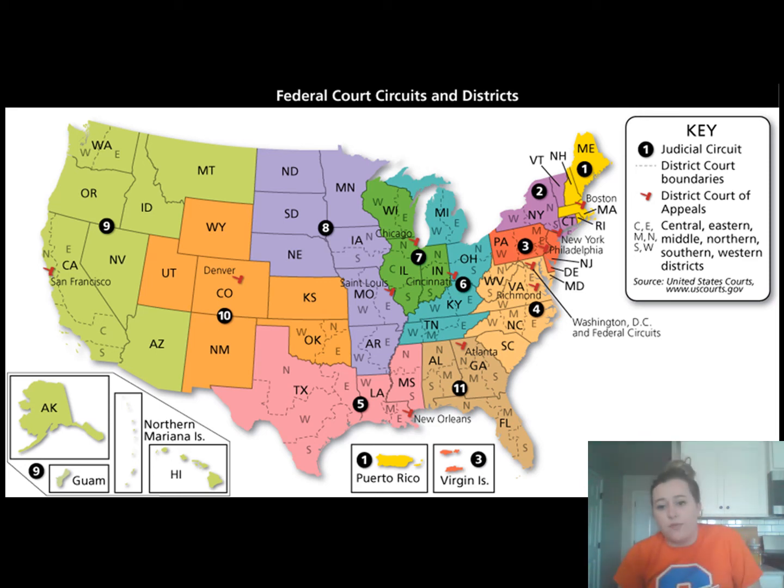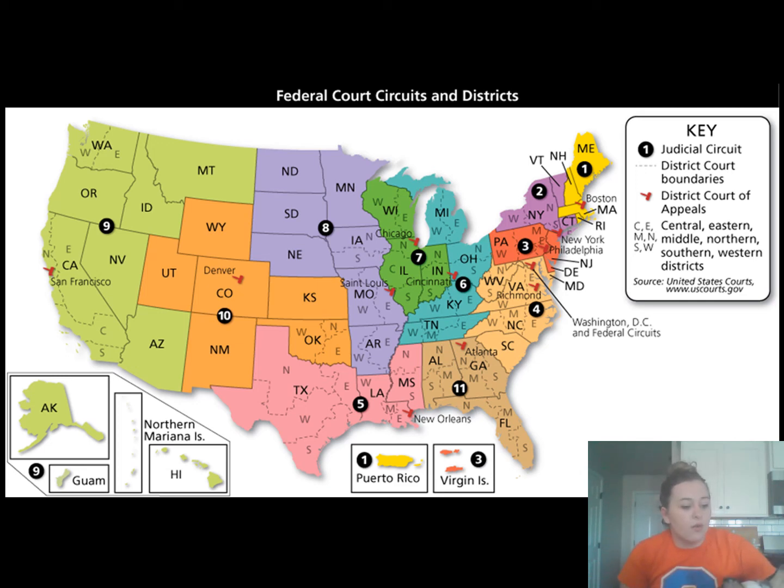Most of the time, a court of appeals is going to have 3, sometimes 5, judges sit on a particular case. There are no jurors, right? They're just reviewing the facts of the case.